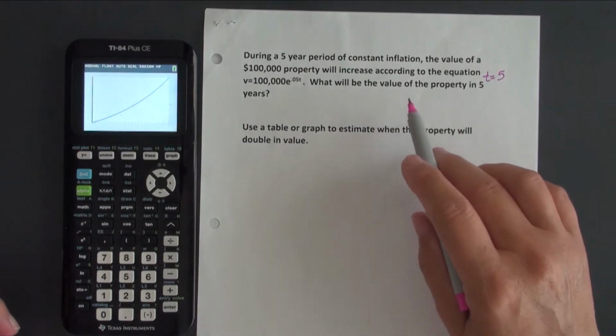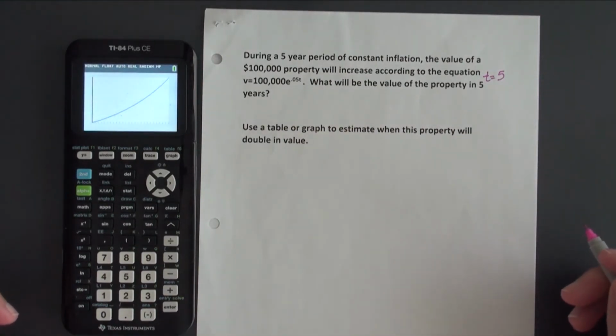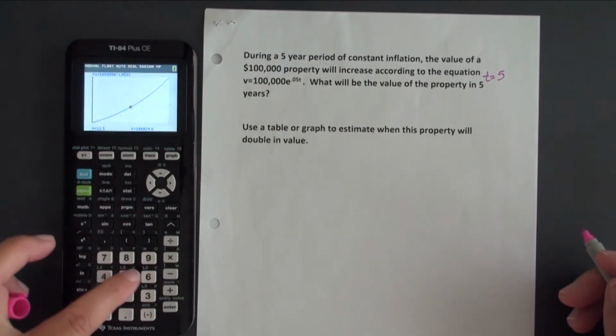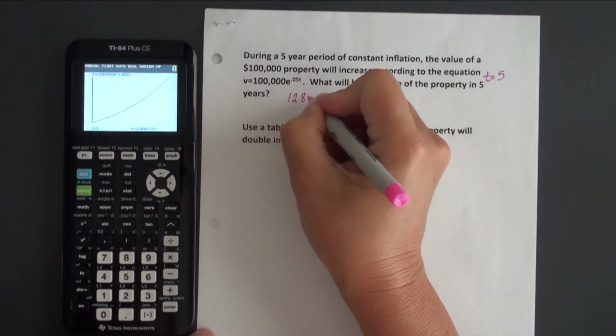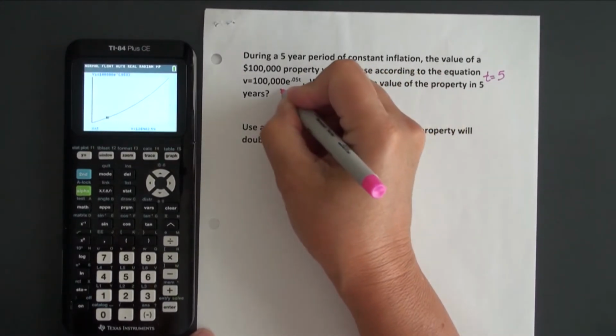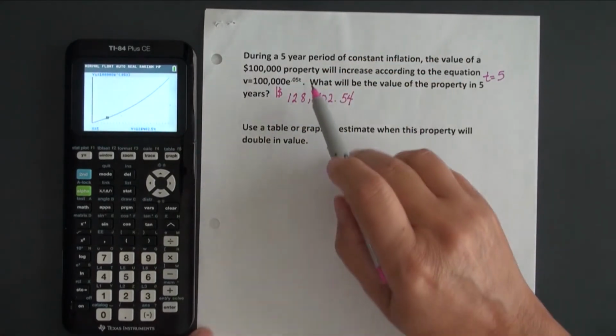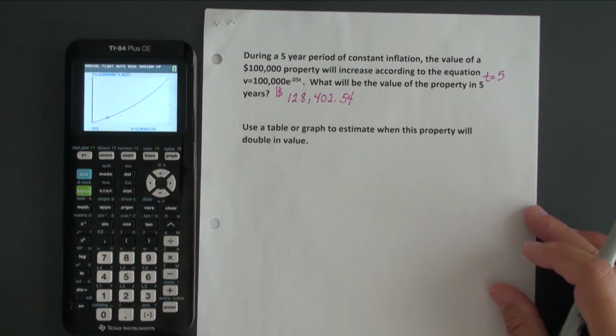What will the value of the property be in 5 years? All you have to do is trace 5, and you get $128,402.54. And that's the same thing you'd get if you would substitute 5 in for t in the equation.